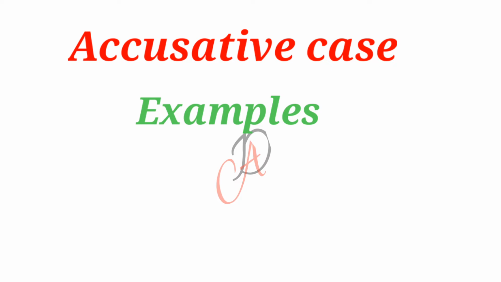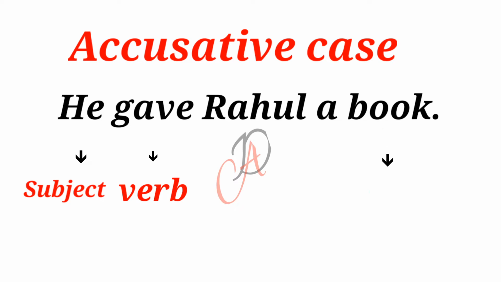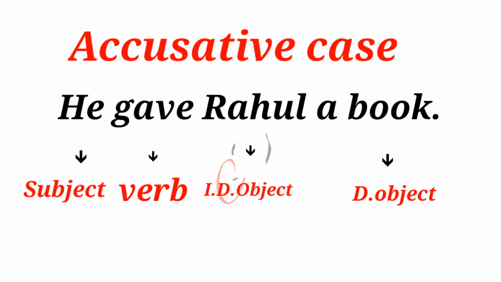First example, he gave Rahul a book. In this example, he is a subject, gave is a verb, and what did the subject do? Gave a book. So, a book is an objective case. And for whom was the book given? Rahul. Hence, it is an indirect object. A book is a direct object and Rahul is an indirect object in the given example.